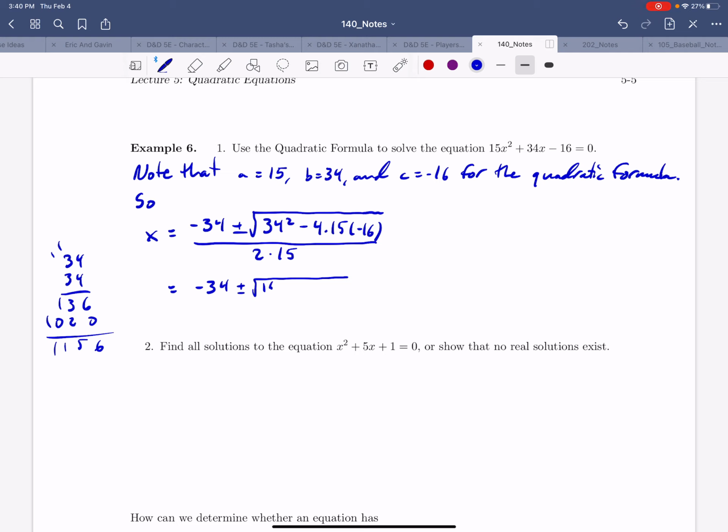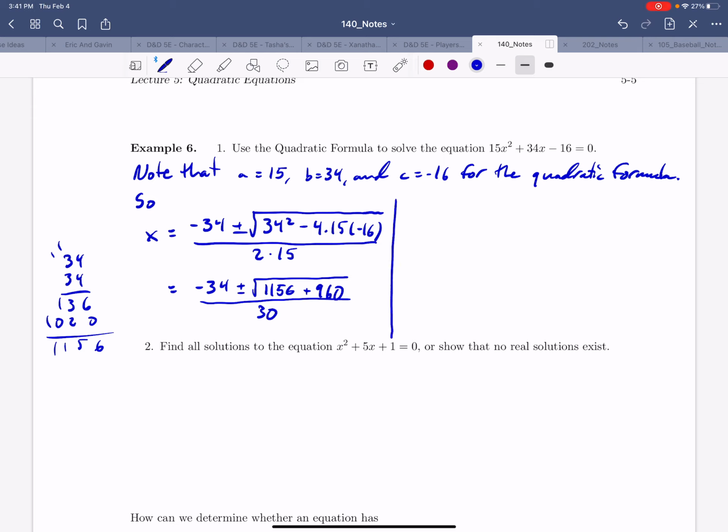What is that? 1156. Ugh, sorry, I can't write today. 1156 minus, so 4 times 15 is 60. Times negative 16, well, if 6 times 16 is 96, then this is going to be plus 960, right? Be careful about that minus sign. Minus minus becomes plus. All over 30, right?